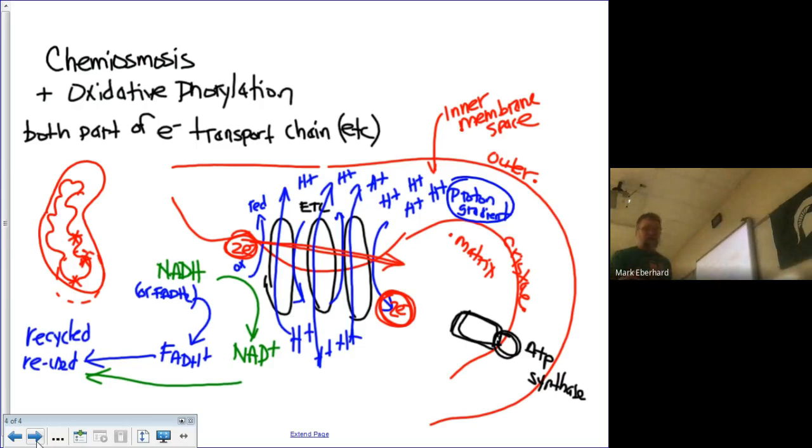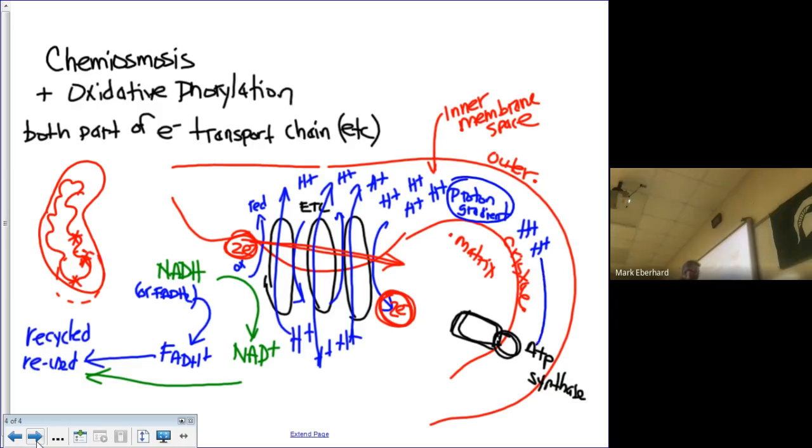How do we harvest that energy? Same thing we saw in photosynthesis. As this hydrogen builds up, eventually it comes across ATP synthase, and ATP synthase is how the hydrogen can start to get back into the matrix. So the hydrogen gets put back in by going through ATP synthase.